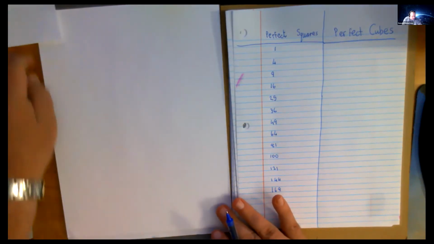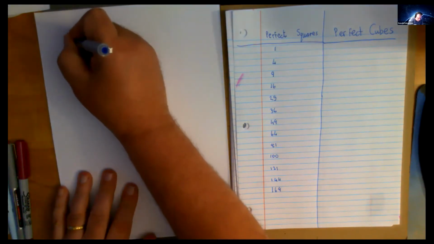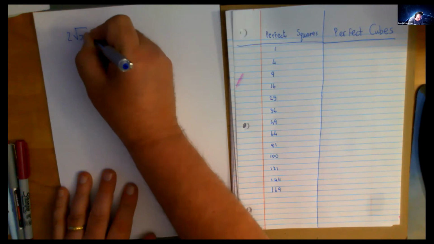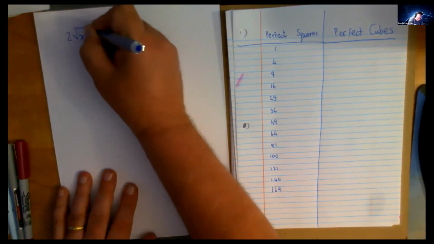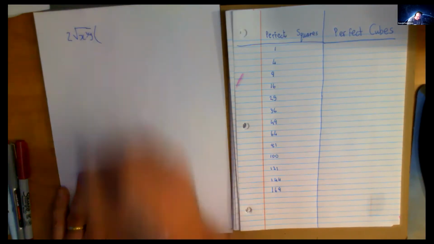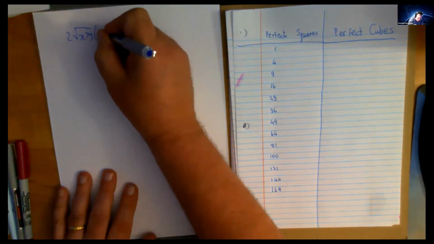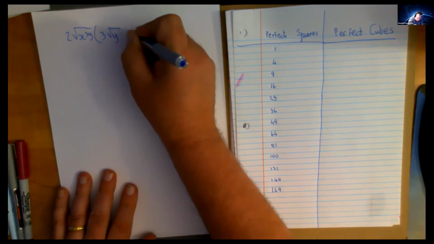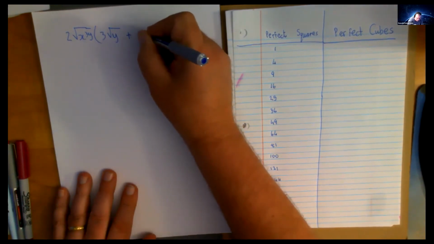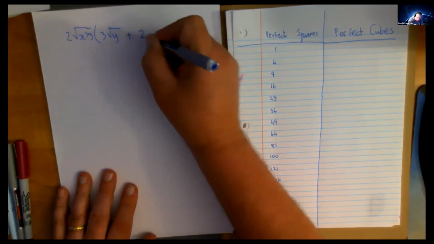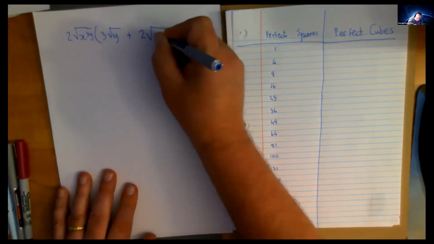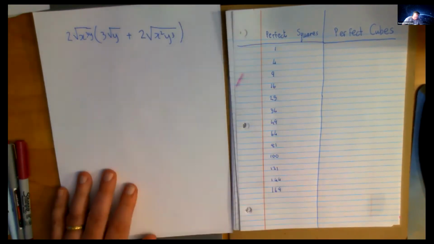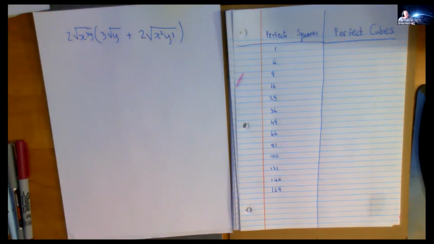Let's up the ante and do 2 the square root of x cubed. Actually, we'll make it the square root of x cubed y. That's more interesting. And have this as 3 square root of y plus 2 the square root of x squared y cubed. A pretty ugly one, right?